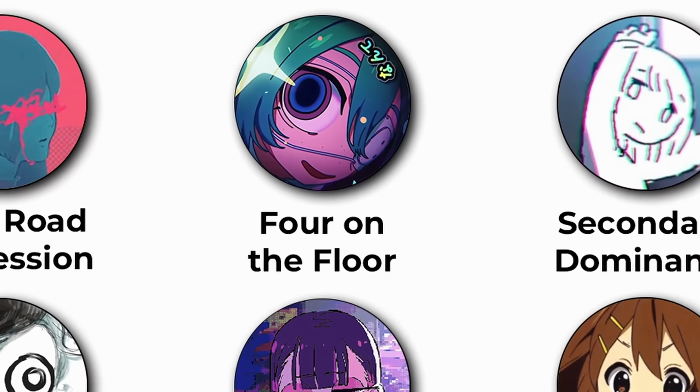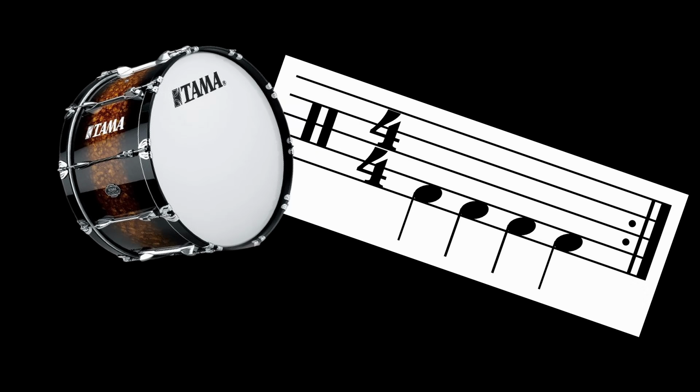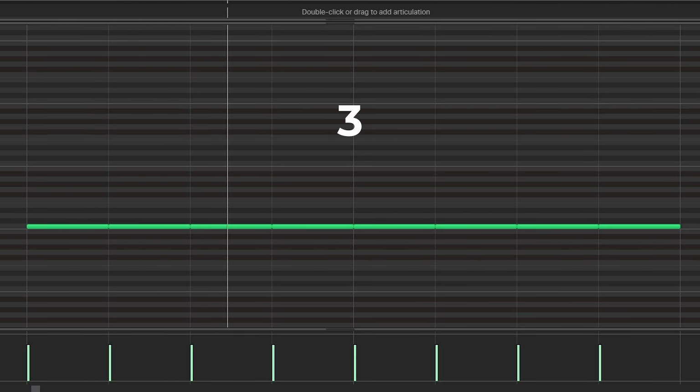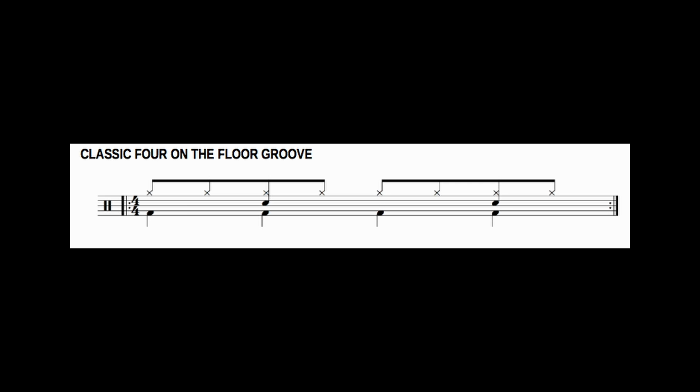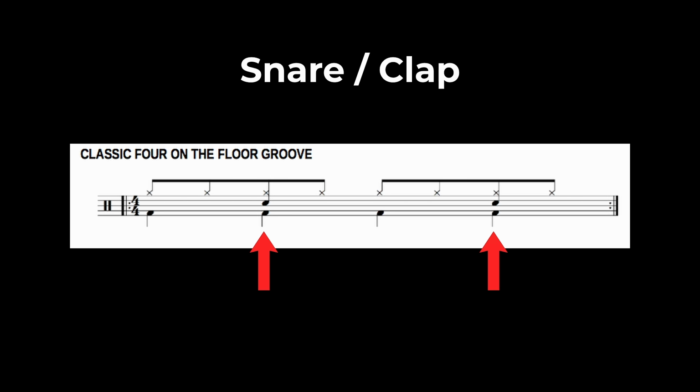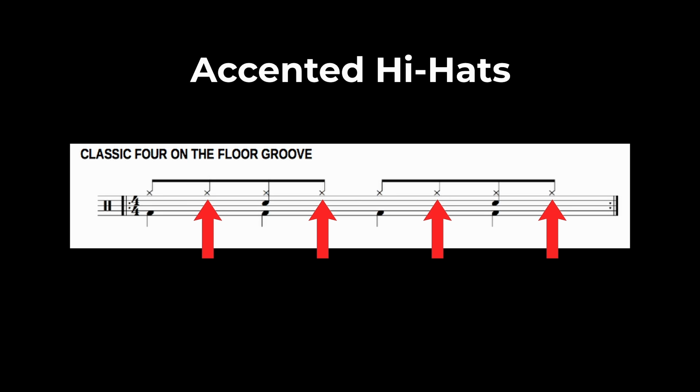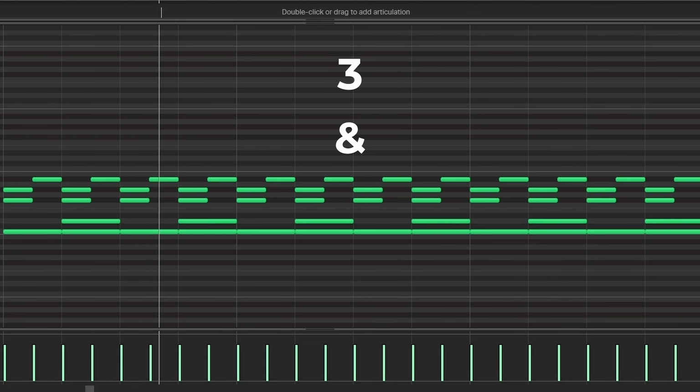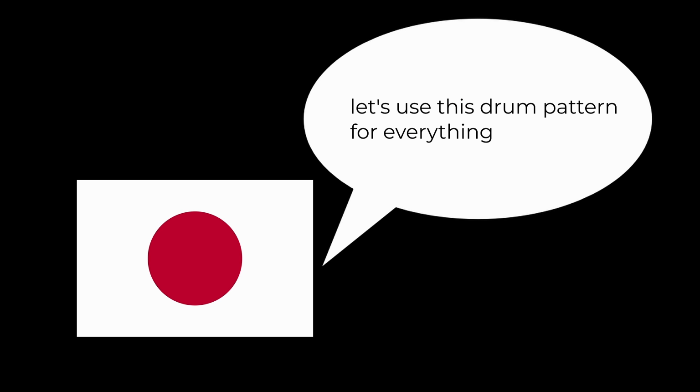4 on the floor is a drum rhythm where the kick is played on every downbeat. This rhythm is usually accompanied with the snare or clap at beats 2 and 4 with accented hi-hats at every upbeat or ands. 1 and 2 and 3 and 4 and. This rhythm is frequently used in dance and electronic music in the West, although Japan uses it literally everywhere.